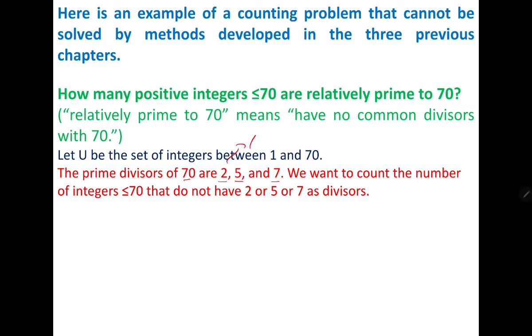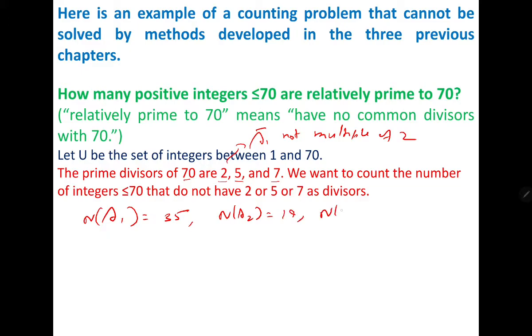So relatively prime means which are not multiples of 2, 5, 7. So A1 bar is not a multiple of 2. Similarly, I can define A2 bar, A3 bar. It means n of A1 is the multiples of 2. So multiples of 2 are 35. N of A2 are multiples of 5, which are 14, and n of A3 are multiples of 7, which are 10.